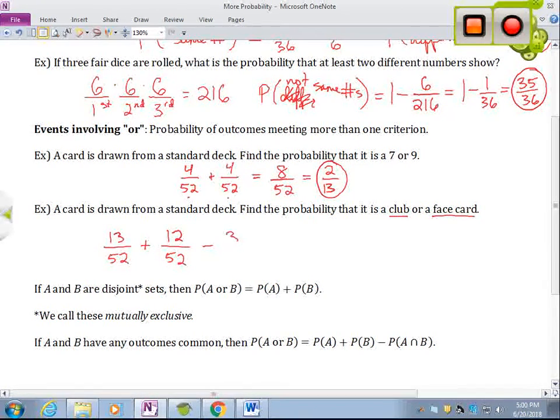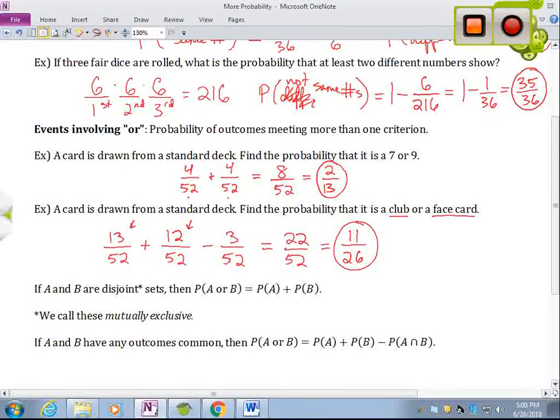So I'm going to subtract 3 of those cards because, remember, the jack, queen, and king of clubs were counted in this fraction and in this fraction, and I cannot count them twice. So I need to take those back out, okay? Or in other words, I have 22 out of 52, which reduces to 11 over 26, okay? So my probability is 11 over 26, not 25 out of 52, okay?